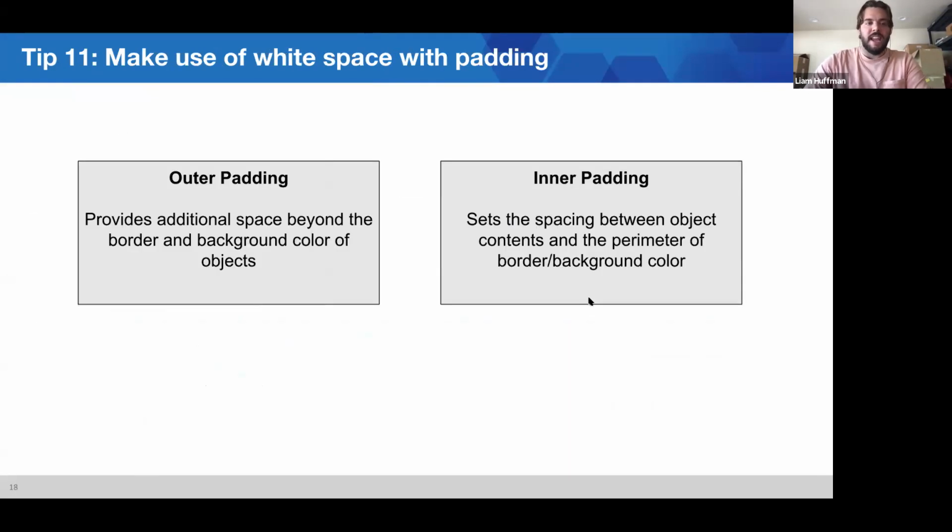Tip 11, make use of white space with padding. You'll notice that when I was going through my dashboard, everything had some space between them so that you weren't just throwing a bunch of information that looks all continuous and related. Way easier if we use that padding. The outer padding provides additional space beyond the border and background color of objects, while inner padding sets the spacing between object contents and the perimeter of the border background color.